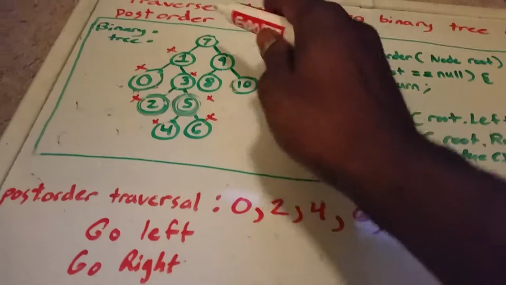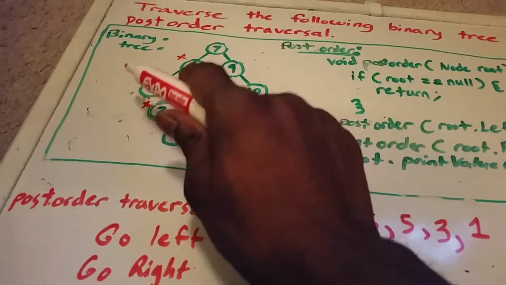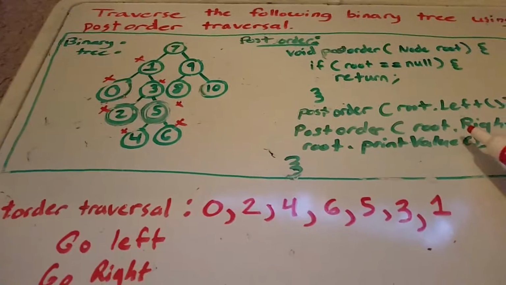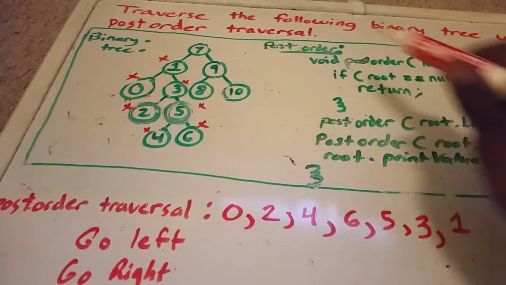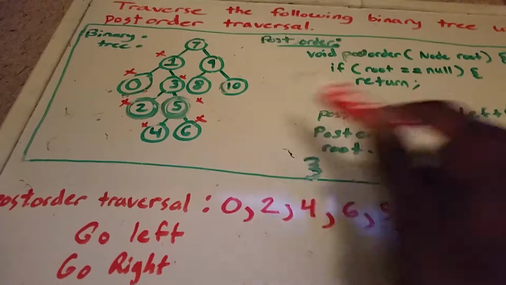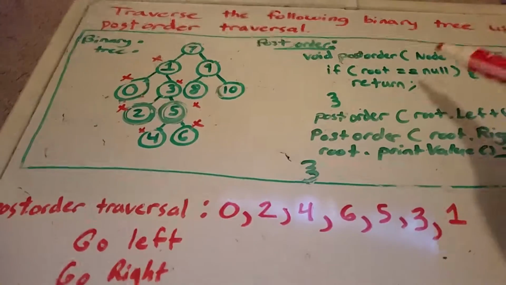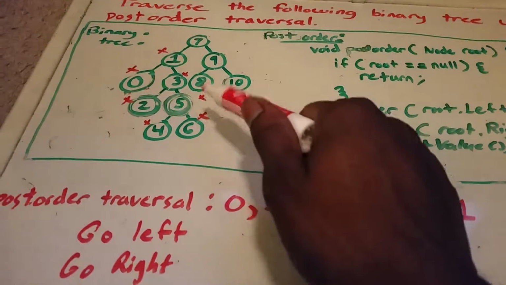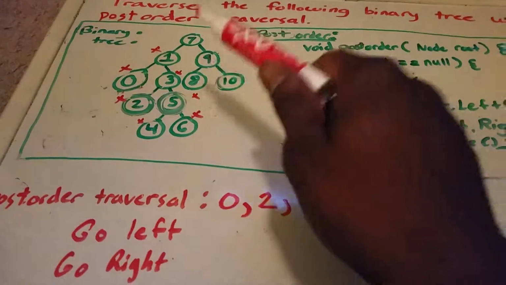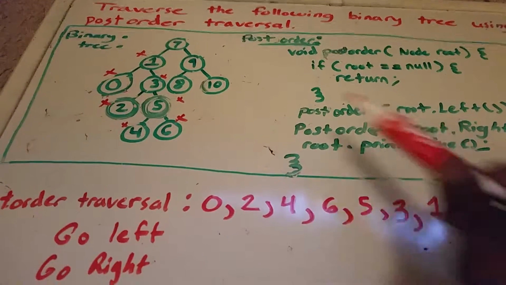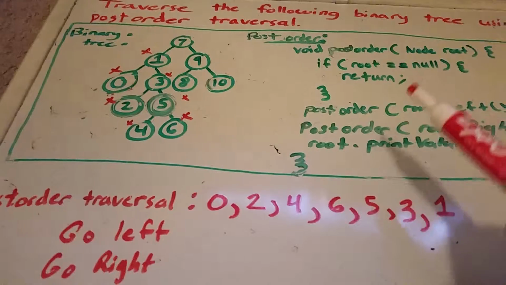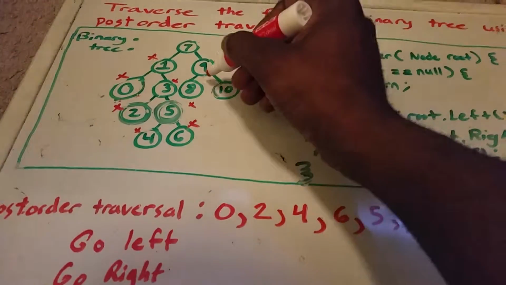And now we went to all the left of 7. So now we need to go to the right of 7. So we go to the right, we get 9. 9 is not null, so we're going to go to the left of 9, we get 8. 8 is not null, so we go to the left of 8, we get a null value. So we come back, we go to the right of 8, we get a null value. So now we're going to print 8.